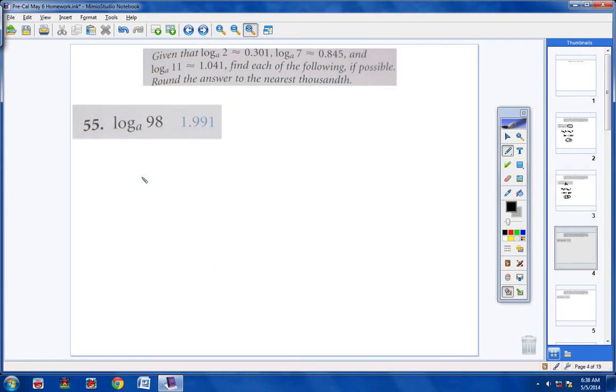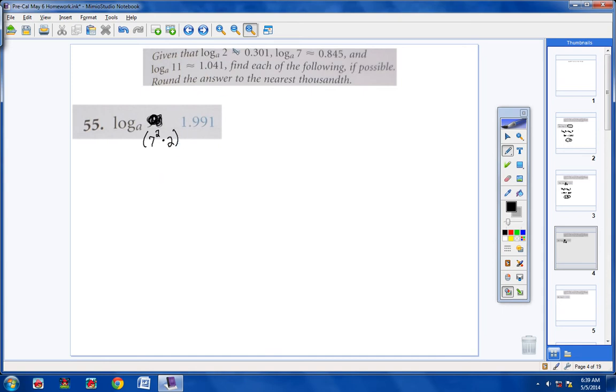Moving on to number 55. I have here the logarithm of 98. Let me think this through. I'm wondering about 49 times 2. Yes, that'll work. You have to do a lot of thinking on these, students. I'm not saying it's going to be easy, but for 98, it dawned on me that if I take 7 squared, that's 49, and then multiply that by 2, I'll get 98.